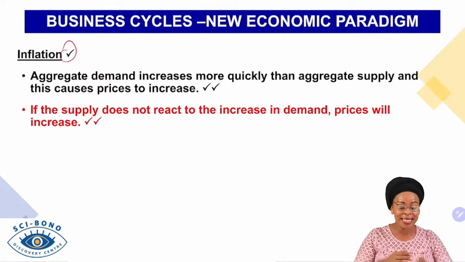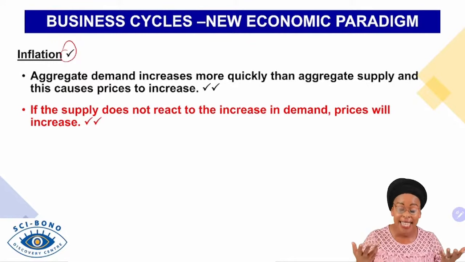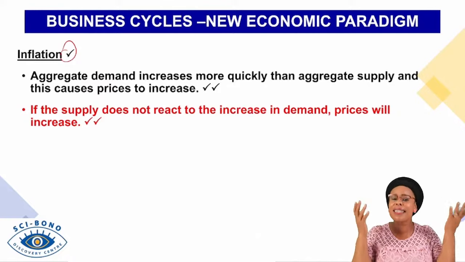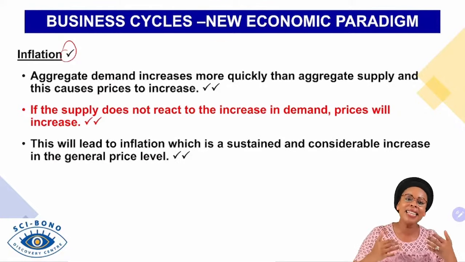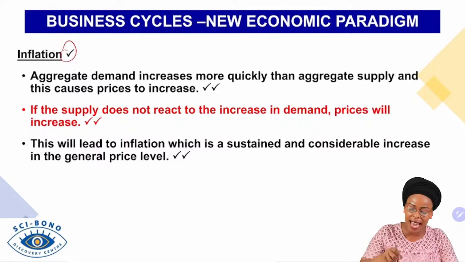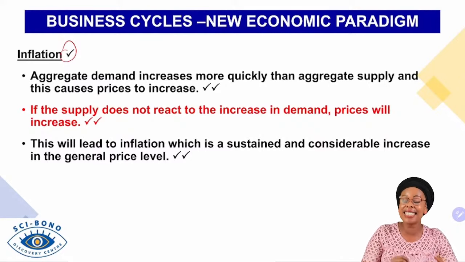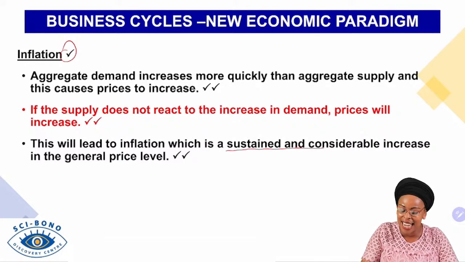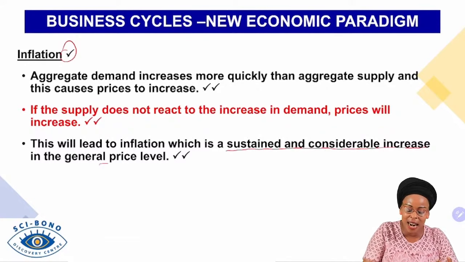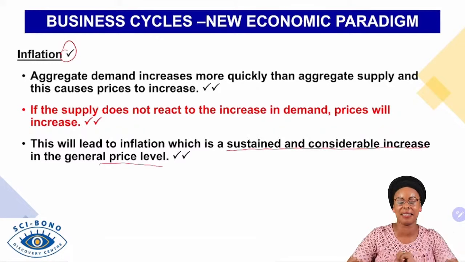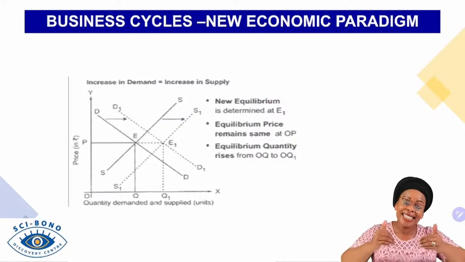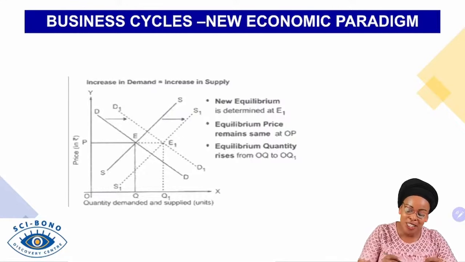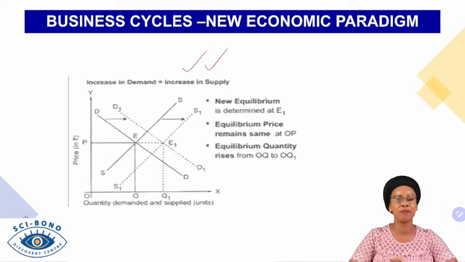If you also mention that if the supply does not react to the increase in demand, prices will increase, another 2 marks. If you mention that this will lead to inflation, and you even explain that inflation is the situation whereby there is a sustained and considerable increase in the general price level, you'll get your 2 marks for defining inflation for us. For even bringing the graph, you will get 2 marks for the graph.